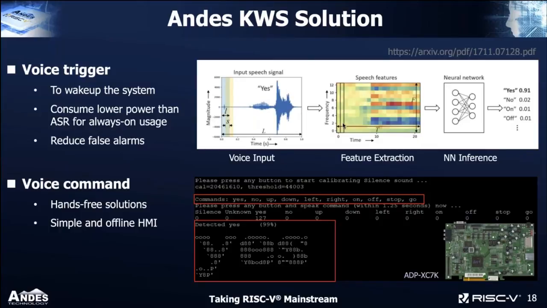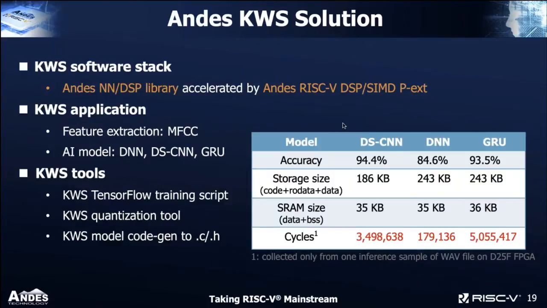We want to consume lower power than ASR for always-on usage. And the key requirement is to reduce false alarms. It's very annoying when you're talking and your phone, as Siri, goes off. So with voice commands, we want to design more hands-free solutions and simple, offline or edge-processing HMI, human machine interface. So we take this application, using our software DSP and neural network library, accelerated by the hardware that's built into the processor.